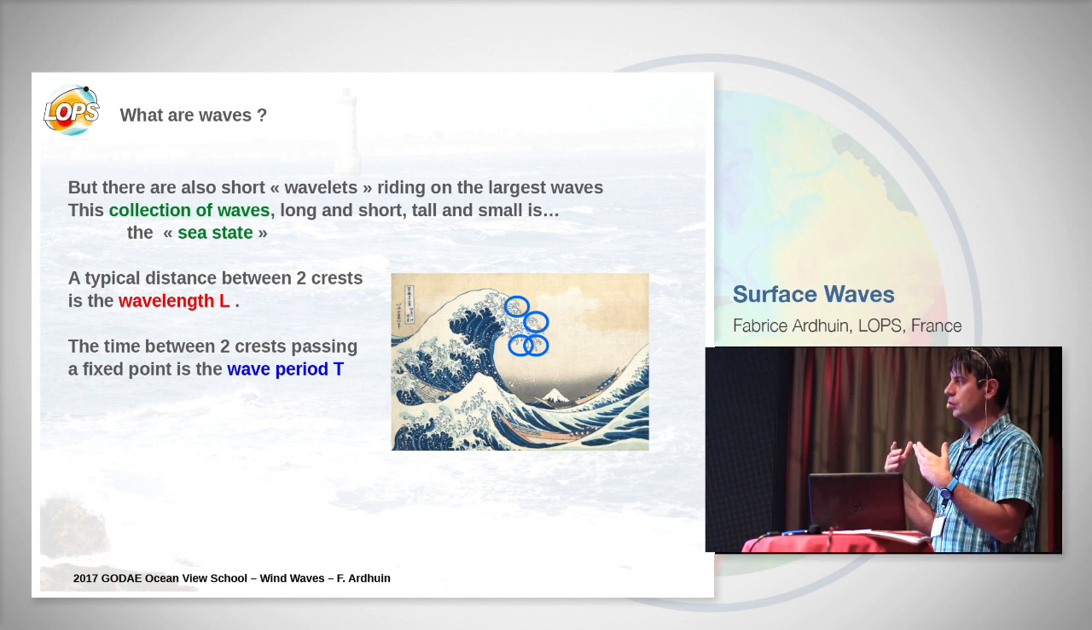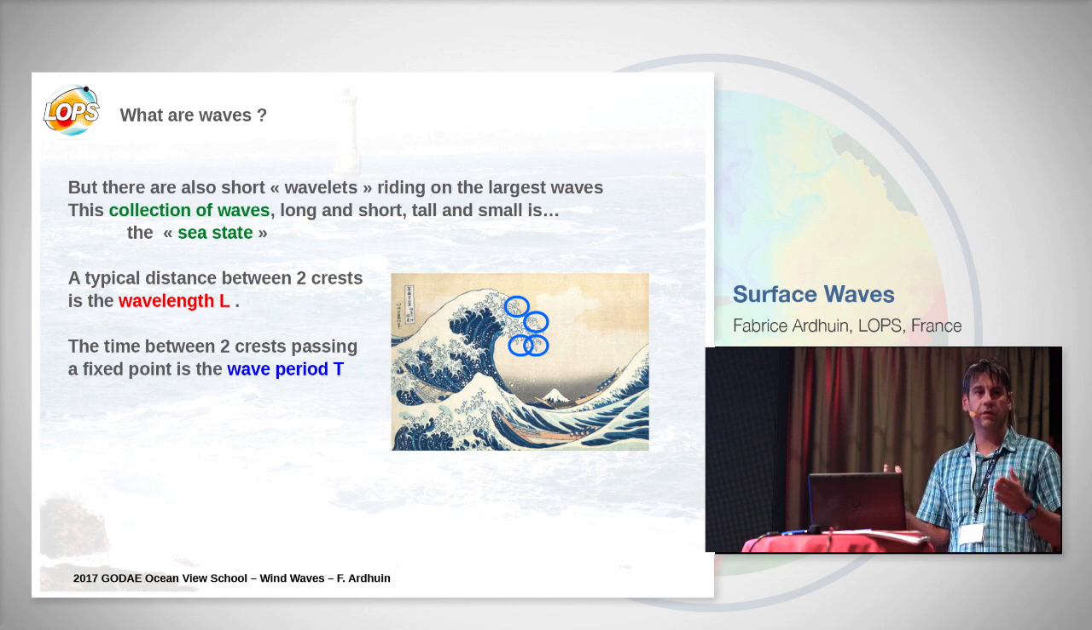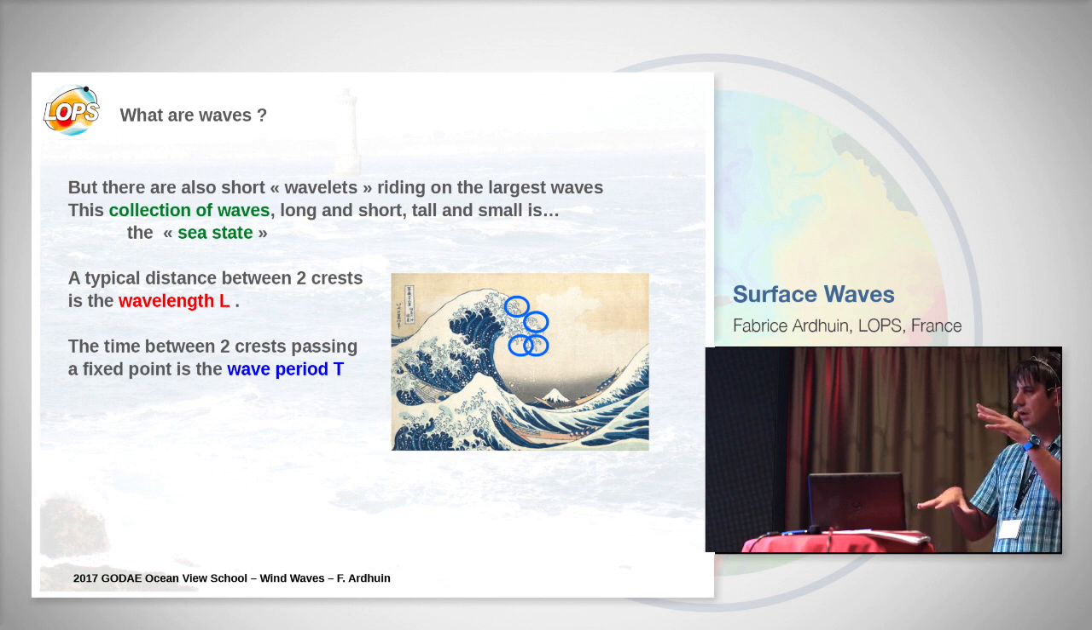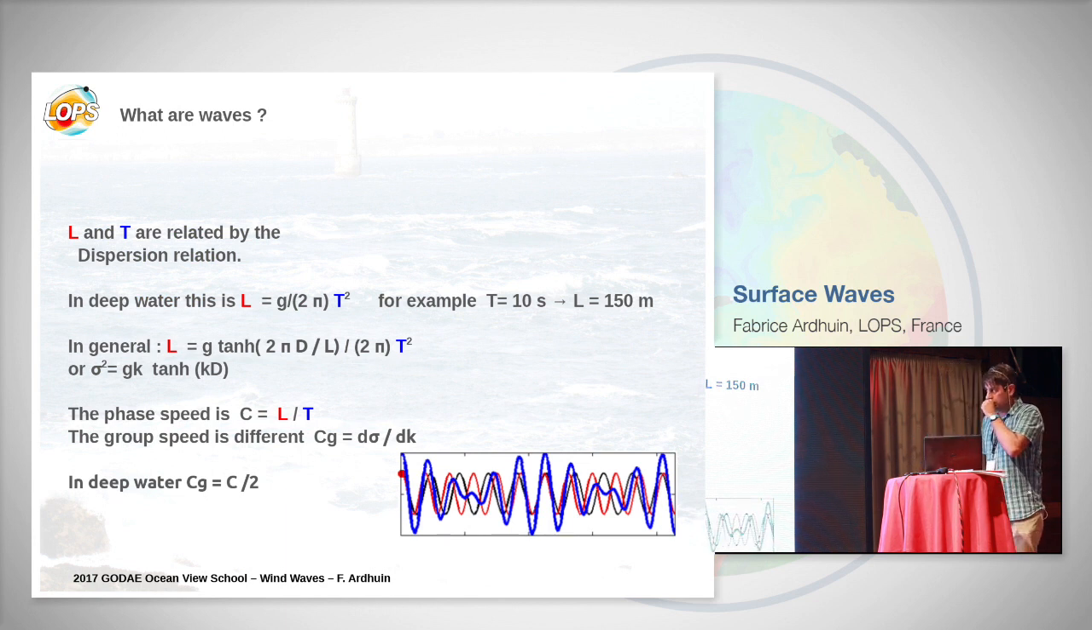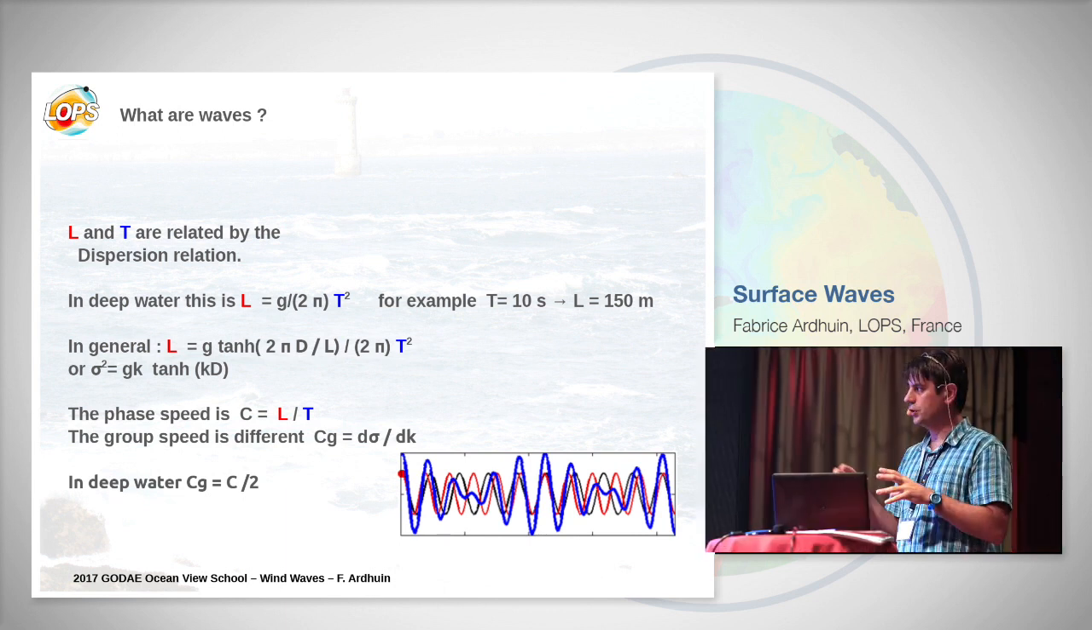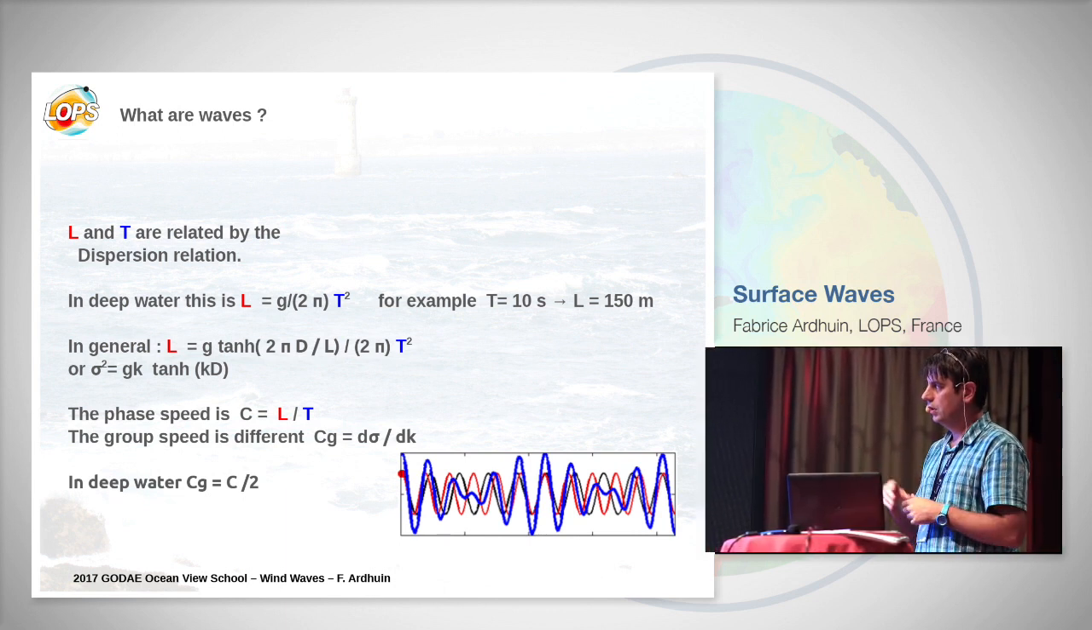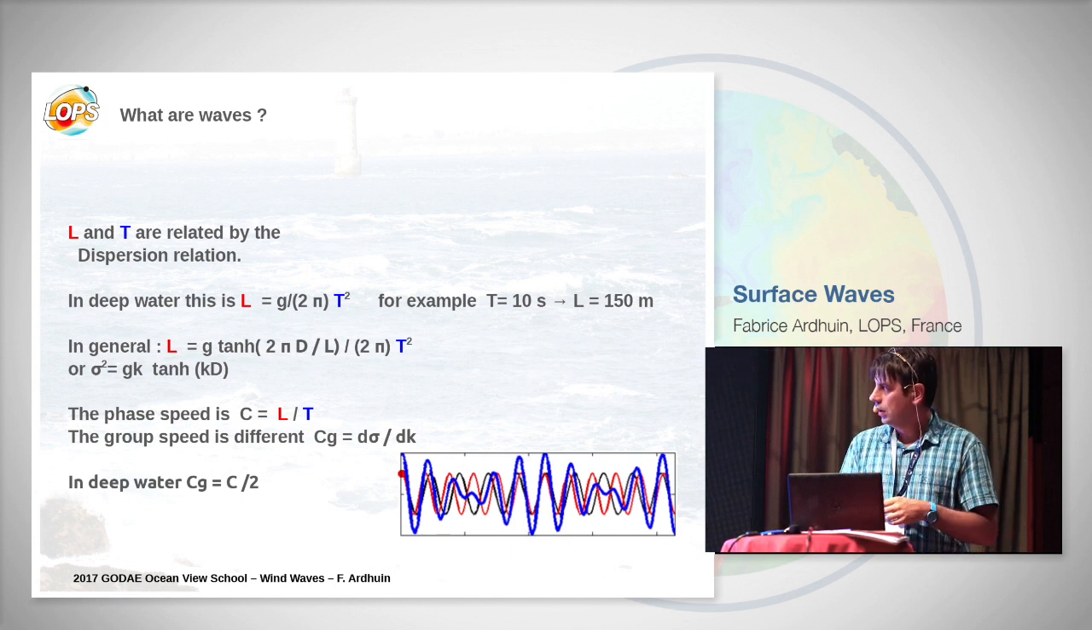But you don't have just one wavelength and one period at a given time. You have this collection of different wavelengths and periods, one on top of the other, like here, very short waves on top of a large wave. These wavelengths and periods are related for each individual wave by the dispersion relation. Approximately, this is given by a solution for the linear waves. So you take the equation of motion, Navier-Stokes, and you simplify them. You end up with this relationship in which the wavelength goes like the period squared.